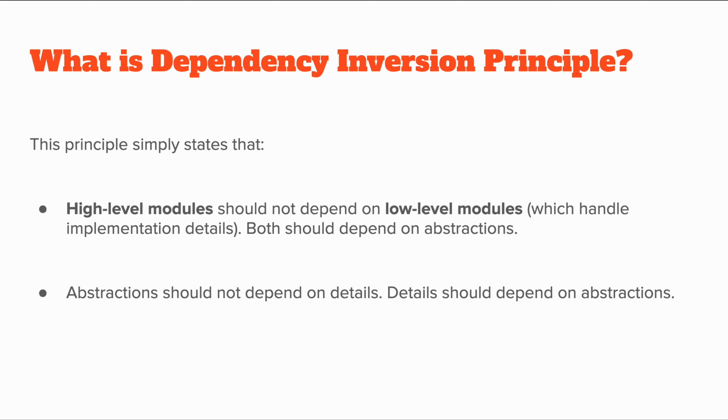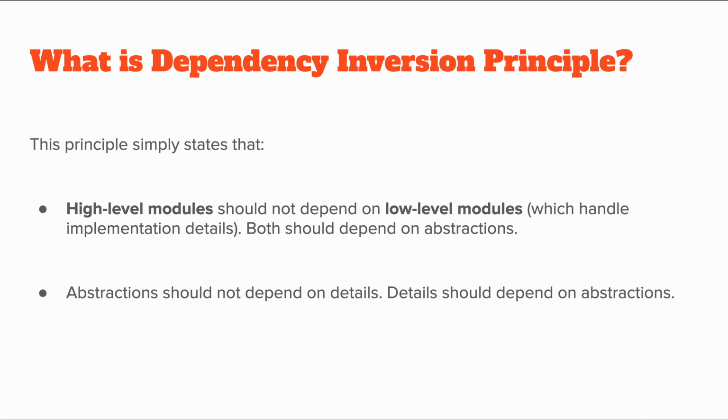So let's start with dependency inversion principle, and this principle states that high level modules should not depend on low level modules. Both should depend on abstraction, and abstractions should not depend on details. Details should depend on abstraction. So for me, when I first read about this principle, I thought, what are high level modules, what are low level modules, and what are abstraction? So in order to explain this better, let me take a very simple example.